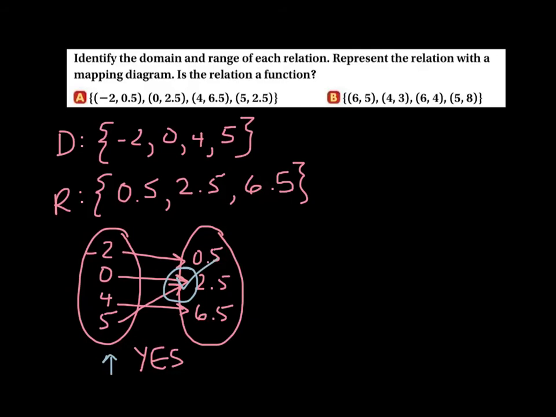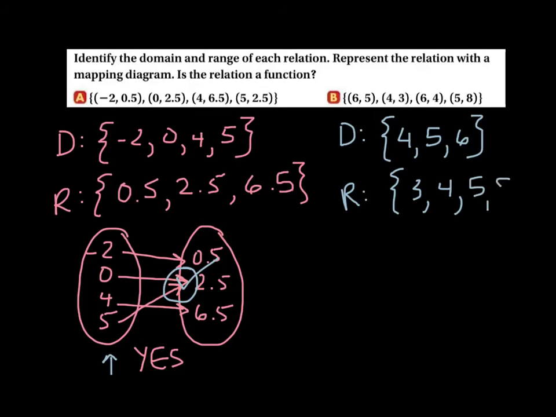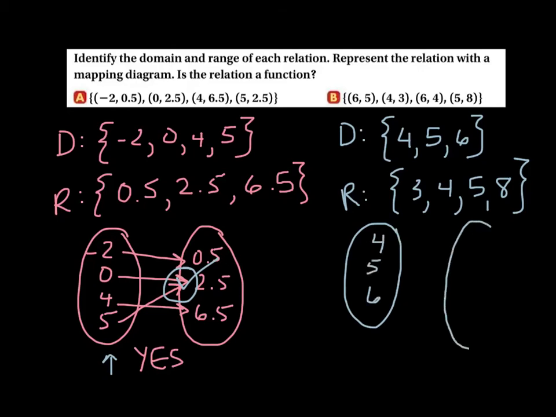Good, let's do the other one. Domain, 6, 4, 6, and 5. So 4, 5, and 6. And I'm already sensing, I don't think this one's a function. Range, 5, 3, 4, and 8. So 3, 4, 5, 8. Again, numerical order just because it's customary. Mapping. And look, if I list my domain and range, I can go ahead and use them to write my mapping out because they're already listed there. It makes it a little faster. 4 goes to 3.